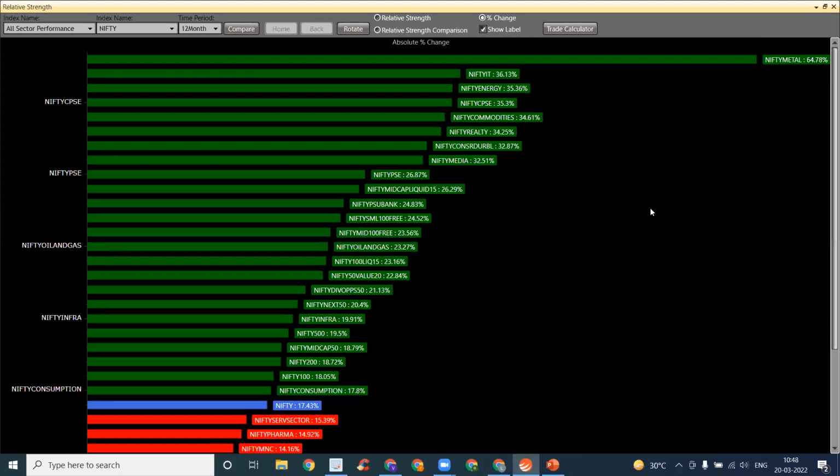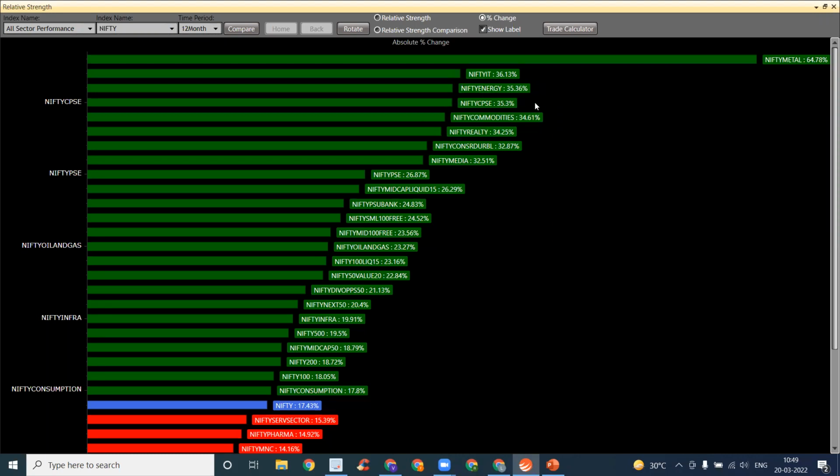You can see this. This is my Nifty in the 12-month period, and I'm comparing this Nifty now. In the 12 months, meaning from this March to last March, 1, 2 weeks, 10 days are left for the year to get over. The Nifty metal has gone up by 64%. Very high, positive, but we'll see how it compares later.